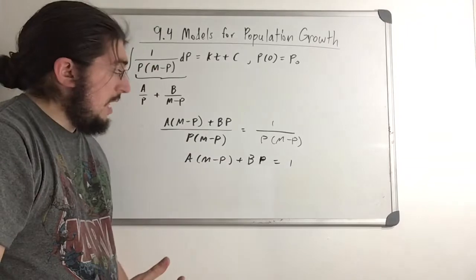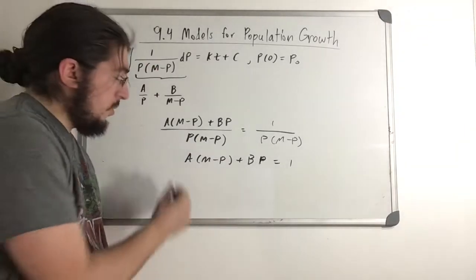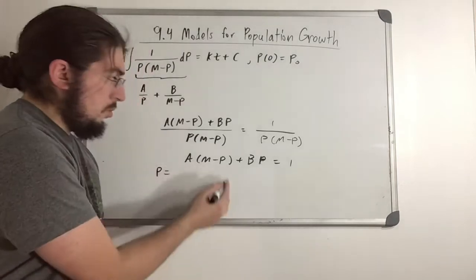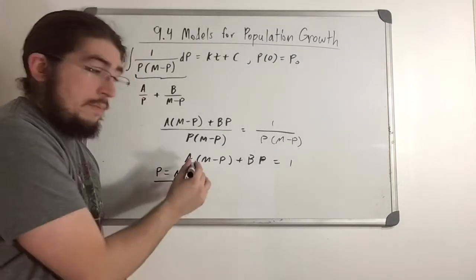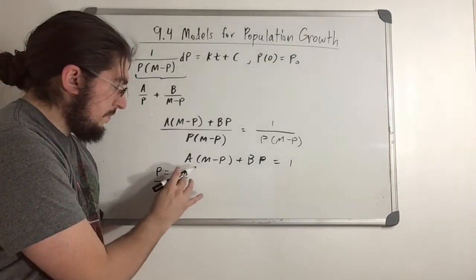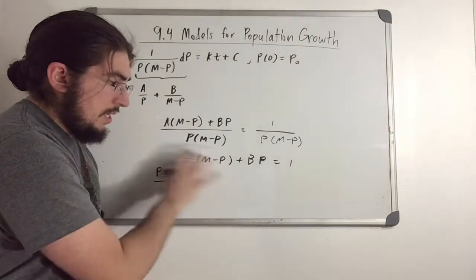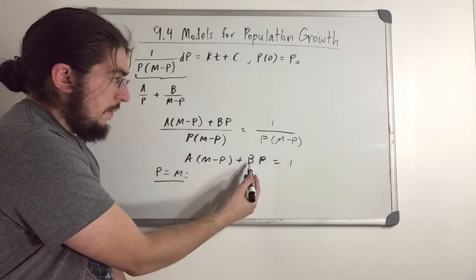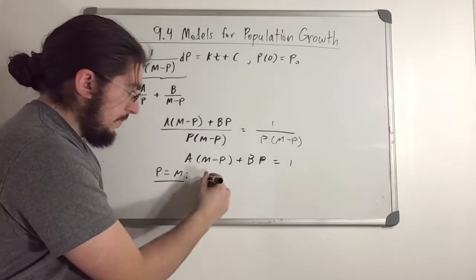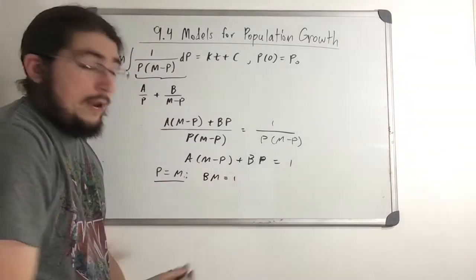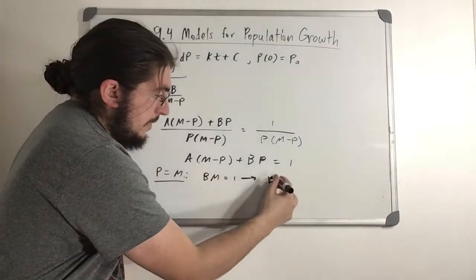Okay, great. So now we can, p is our variable here, so we can set p to be different things. If we set p equals m, that'll make the first term go to 0. P minus p will be 0, so we'll get nothing here. Plus b times m, because p will be m, so bm is equal to 1. Okay, great. Dividing by m, we get b is equal to 1 over m.